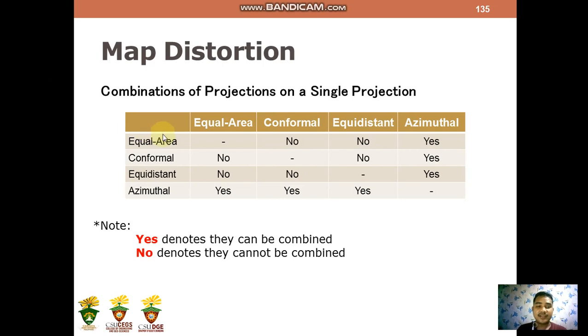Area can be combined with azimuthal. For azimuthal, area can also be preserved. When conformal, where what you want to preserve is form, it cannot be combined with equal area or with equidistant, but again it can be combined with azimuthal. For equidistant, same thing: it cannot be combined with equal area or conformal, but can with azimuthal. Note that yes denotes they can be combined, and no denotes they cannot be combined for the map distortion.